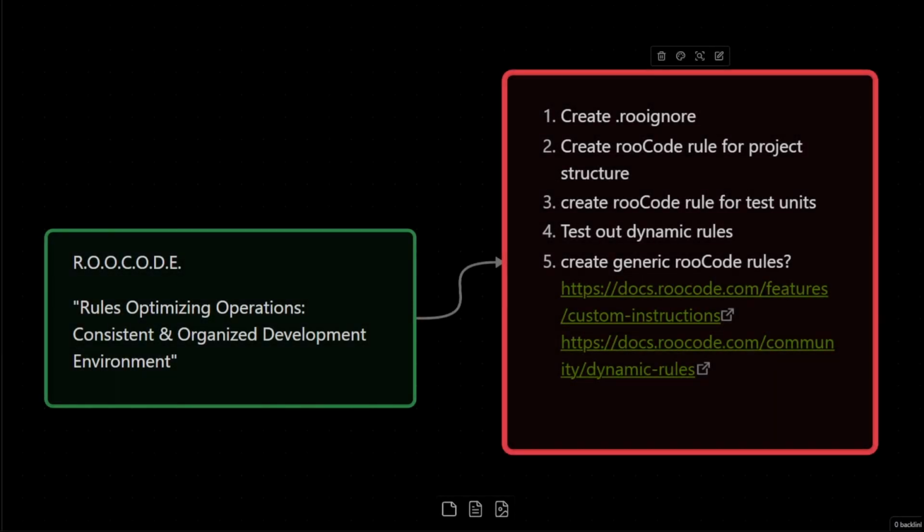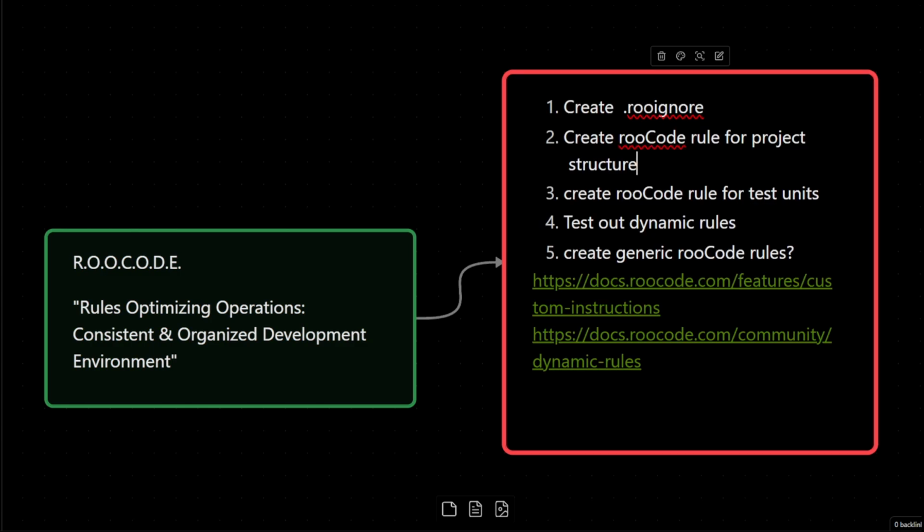I am not familiar with RooCode Rules. That means I need to read some documentation and do some experimentation. But I do want to focus on some things like rule ignore, creating a project structure using RooCode, dynamic rules to see if that works, unit tests, and then we're going to create some generic rules. Shouldn't be too difficult. It's a lot of guesswork, but I think I got this.